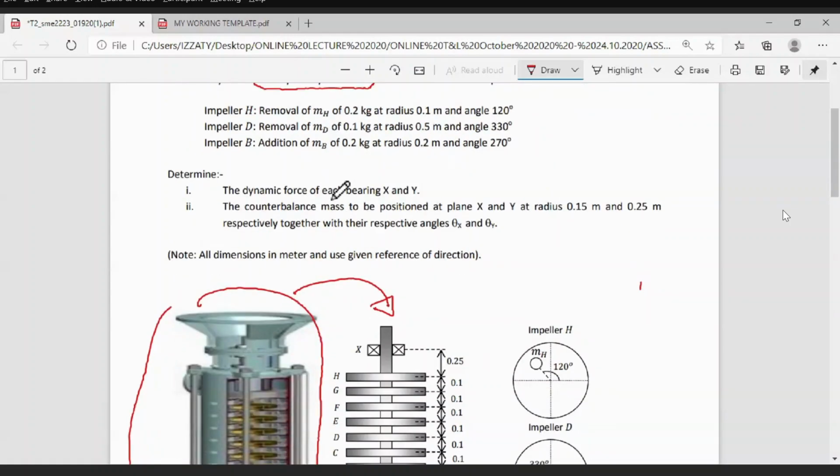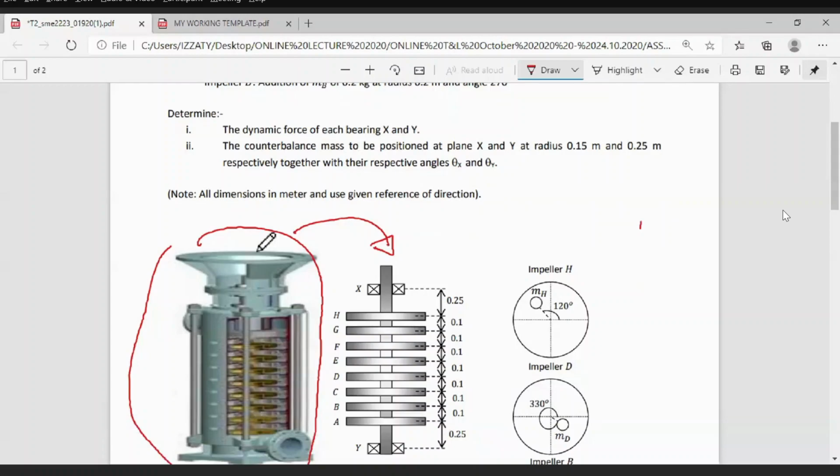So first, the dynamic force of each bearing X and Y. This one is exactly as what we did earlier. I'm not going to do this one. So look at here, the second part. The counter mass is to be positioned at plane X and Y at the radius of 0.5 meter and 0.25 meter, respectively, together with their respective angle theta X and also theta Y.